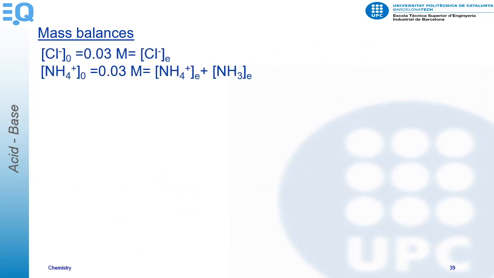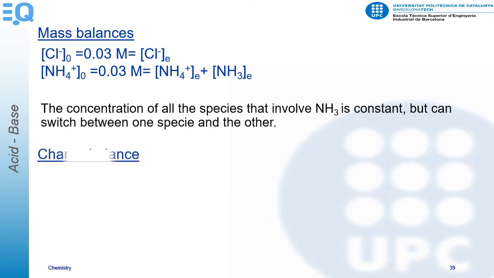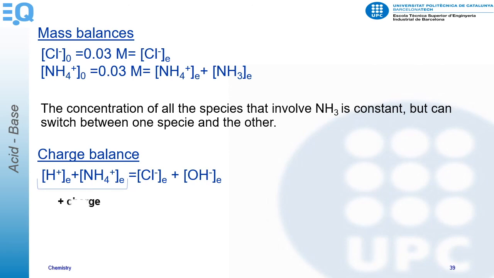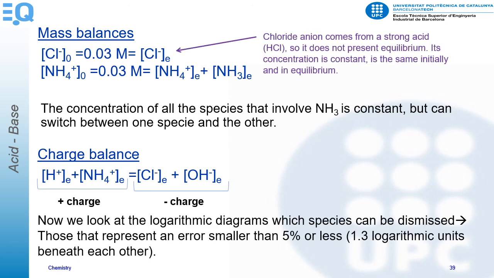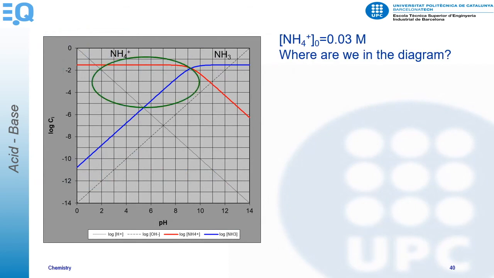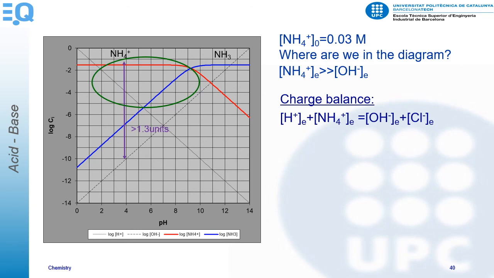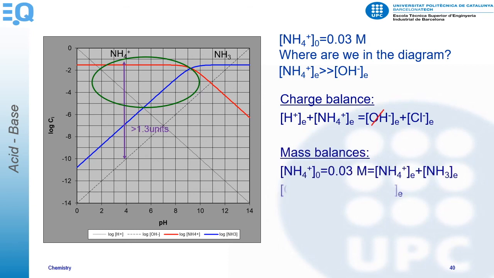We do the mass balances. We always have 2 because it's a salt. That means NH4 can be found as a cation NH4+, or NH3. In the charge balance, we equal the positive charges to the negative charges. If we have a look at the logarithmic diagram, since we start from the ammonium cation, we find ourselves in the left. We can disregard the OH- concentration.